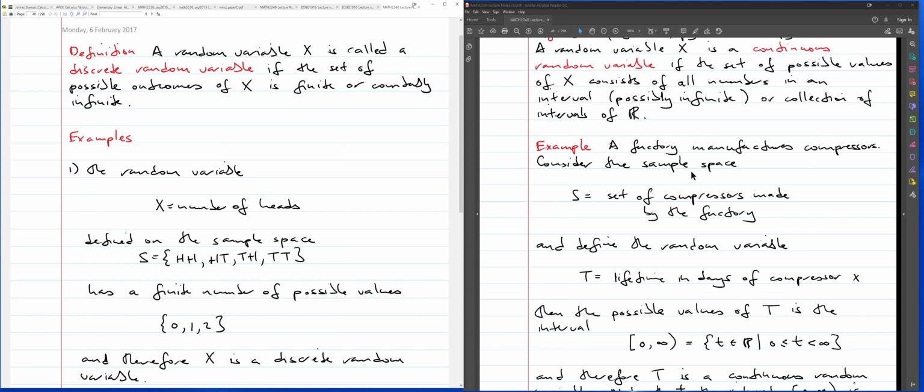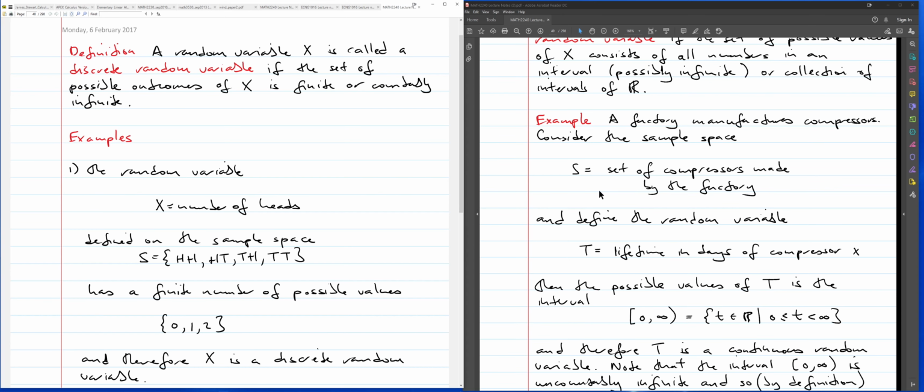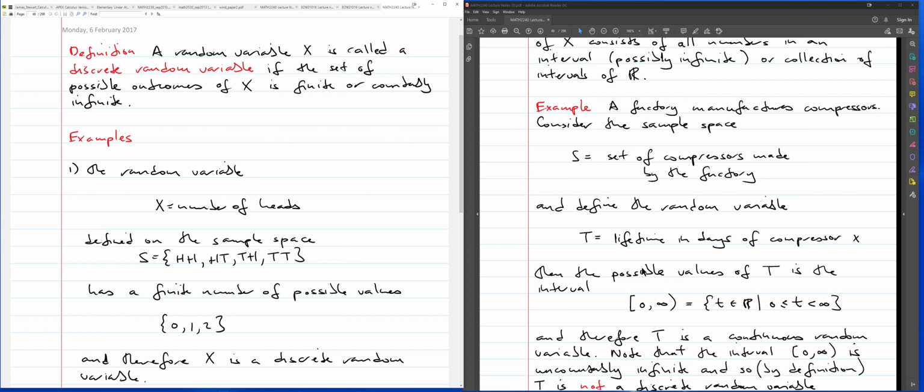An example of a continuous random variable is this example over here. We have a factory that's manufacturing compressors, and the sample space consists of the set of compressors made by the factory. What we want to do is define a random variable which is the lifetime in days of one of the compressors. The lifetime in days of the compressor could be 0, which means that the compressor was malfunctioned and was defective to start.